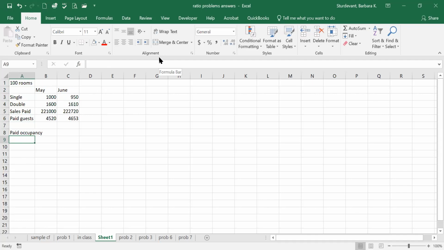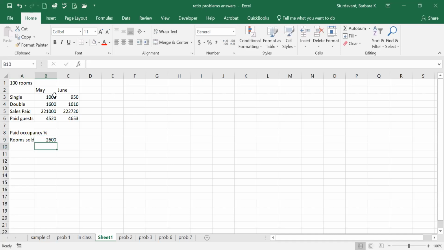Okay, paid occupancy. I want to know what the paid occupancy percentage is. All right, so if I look at May, what is the number of rooms that I sold? 2,600. 2,600, right? It's these two added together. Everybody okay with that?